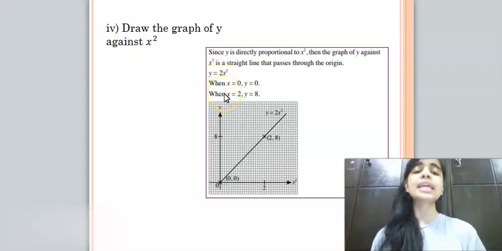And then we can take any other value. For example, if I substitute x as 2 in my equation, 2 square will give me 4 and 4 multiplied by 2 will give me 8. So my y value will be 8. And then we can join the 2 points. We can see our graph is passing from the origin.